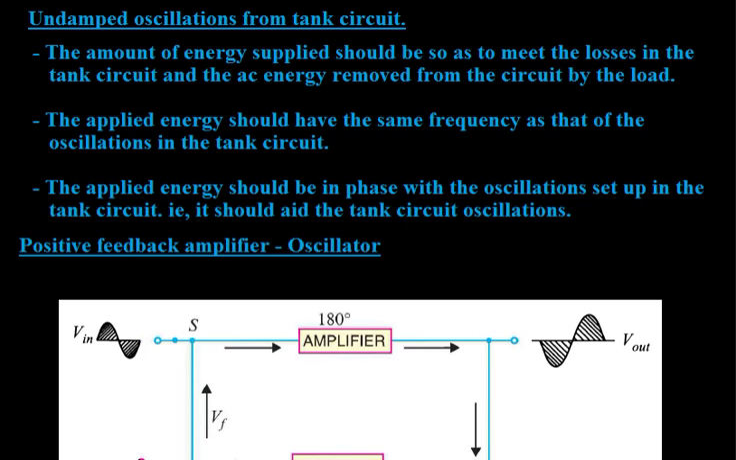In the last two lectures, we discussed sinusoidal oscillations and the oscillatory circuit, or tank circuit. We also discussed how we can produce undamped oscillations from a tank circuit. The important thing to note when producing undamped oscillations from a tank circuit is that we should provide sufficient energy to the tank circuit to meet the losses in the tank circuit and the AC energy removed from the tank circuit by the load.